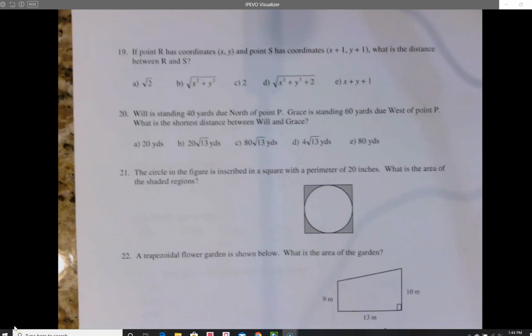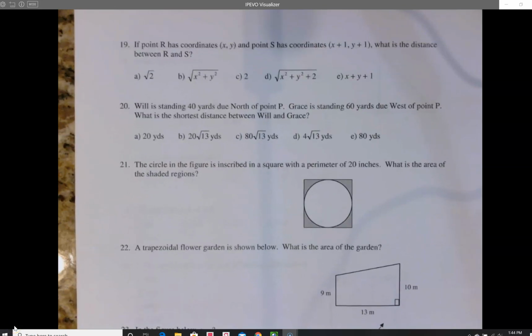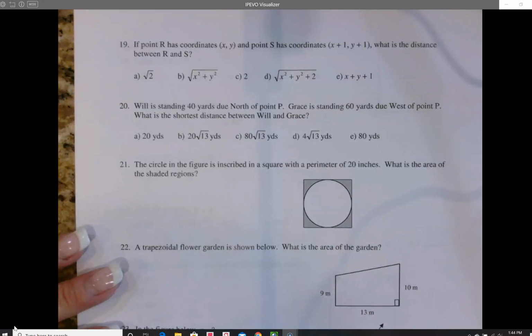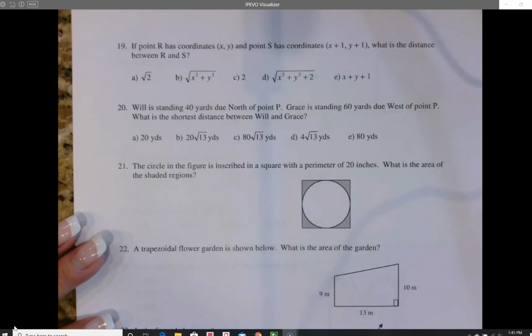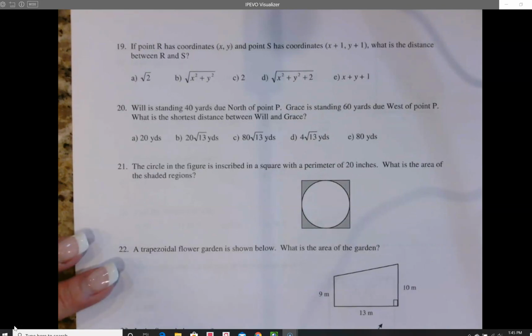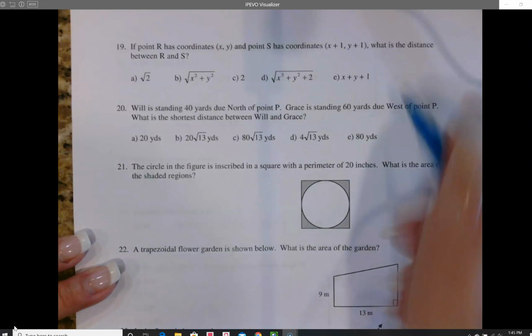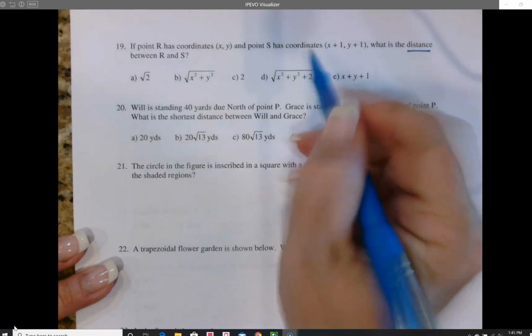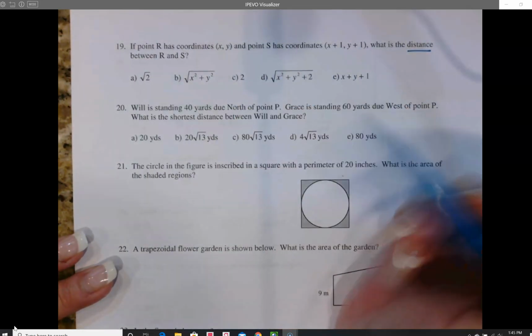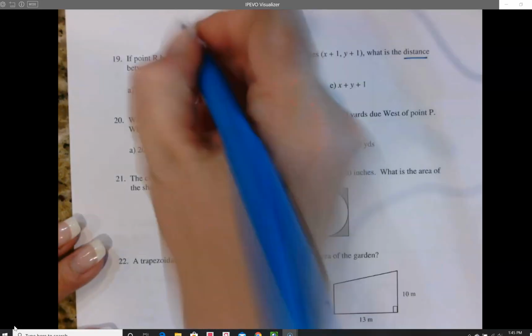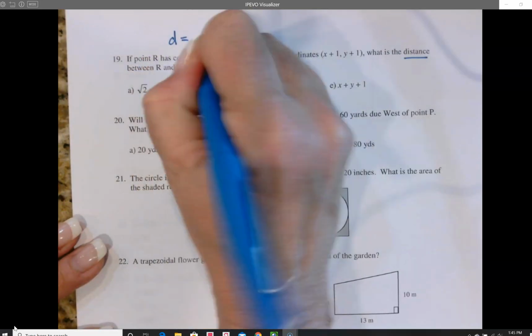All right, here we go with some ACT practice problems. I've got numbers 19 through 24 here, and let's see how that goes. In number 19, we've got 2 points, point R and S, and they're asking us about the distance between them, but they don't actually give us coordinates. But we're still going to use the distance formula that we learned in class.